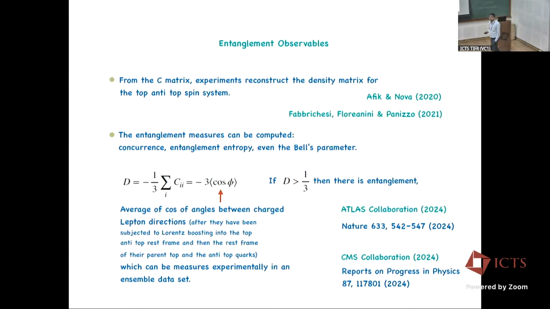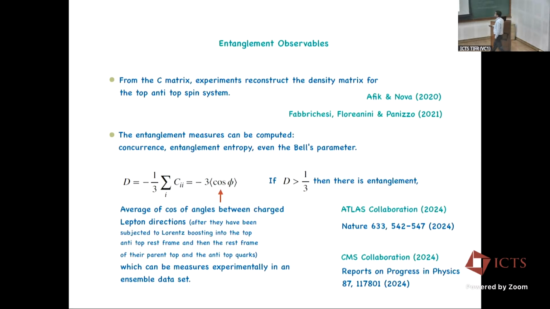The observable that they have studied is actually the trace of this correlation matrix. And this correlation matrix trace can be directly connected with the angle between these leptons that eventually reach the detector. After taking an average over many such events, and with some subtleties, this D can be estimated. Now, if D is greater than 1/3, then it's a signature of entanglement. If it is less than 1/3, then there could be spin correlations, but those correlations are not quantum correlations; they are classical correlations.